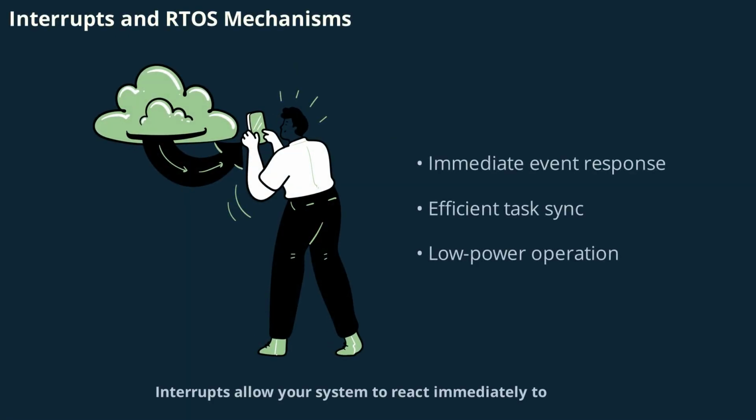Interrupts allow your system to react immediately to external events without wasting time in busy loops. In more complex systems, an RTOS can provide semaphores and event flags for efficient task synchronization. These mechanisms help you build low-power, high-performance embedded applications.